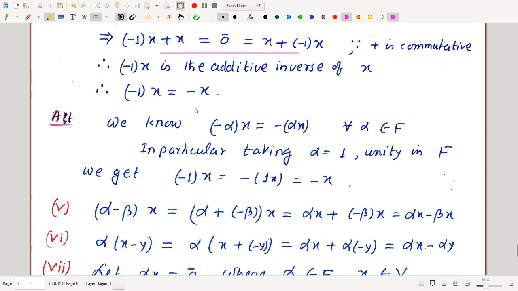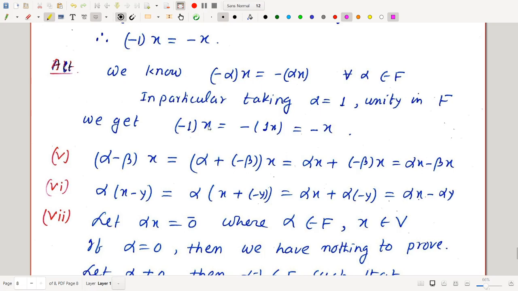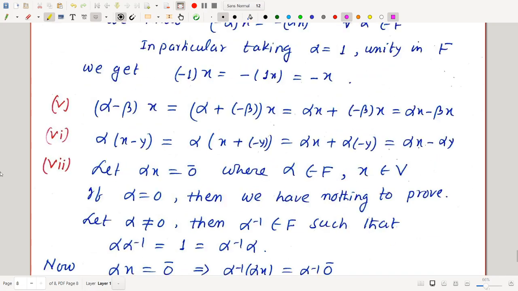That was the direct proof. Or indirectly, we know minus alpha x is minus alpha x for all alpha. So in particular we can take alpha equal to 1, unity in F, and get minus 1x is minus 1x, but 1x is x, so minus x.